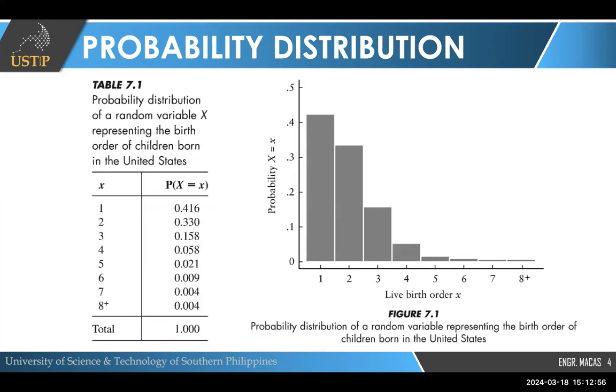So, for example, we have this. This is table 7.1 in our Biostatistics book. This sample table here is the probability distribution of a random variable x representing the birth order of children born in the United States.